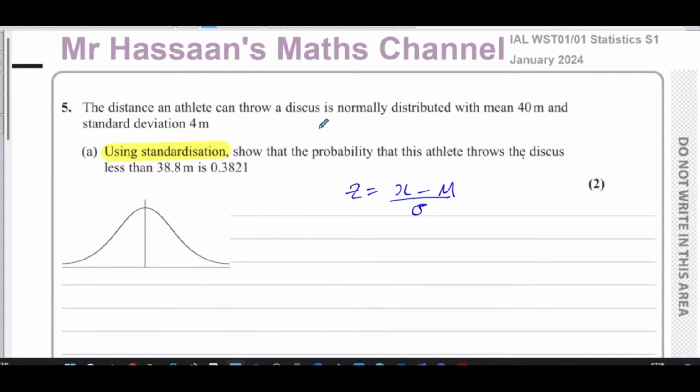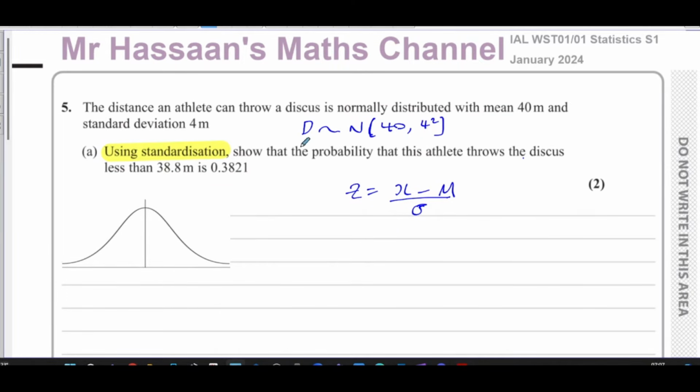Here they told us the distance is normally distributed with a mean of 40 and a standard deviation of 4. Over here, we always write the variance, so I'll put 4 squared. The variance is the square of the standard deviation. This is just writing the information in the format of a normal distribution, which we should know because sometimes they give us it in this format. We should understand this is not the standard deviation, this is the variance.